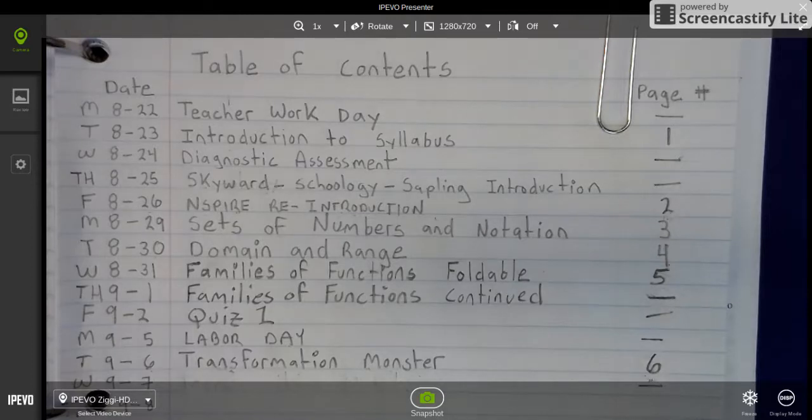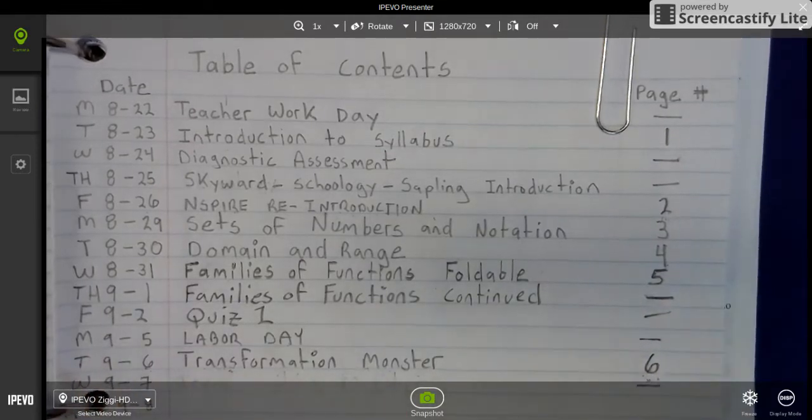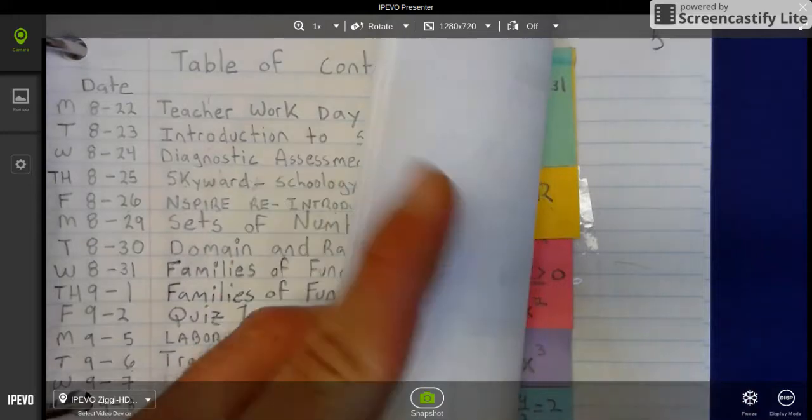Okay. So, I assume if you're at this point, you've watched Transformation Monster Part 1 and you're ready for Transformation Monster Part 2. So in Part 2, we're going to go over the notes, because in Part 1, you've discovered a lot of the transformations. Now let's just record them in our notes. So if you would, we're looking at Tuesday, September 6th, Transformation Monster, page 6. So if you would, turn your journal to page 6.